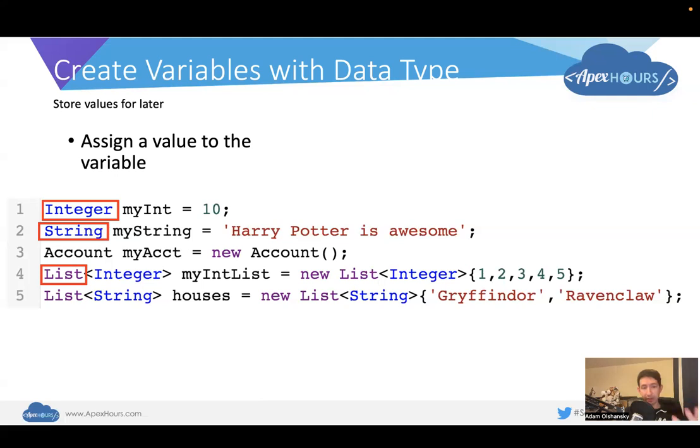Note that collections in Salesforce can only have a single data type. So we can have a list of integers, we can have a list of strings like we do in line 5, but it can only be one thing. So line 4, we have a list of integers called myIntList, and we're going to set it equal to the values 1, 2, 3, 4, 5. And then line 5, we have a list of strings called houses, set to a new list of strings containing the houses Gryffindor and Ravenclaw, again going back to our Harry Potter theme.